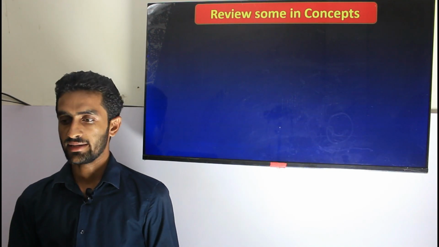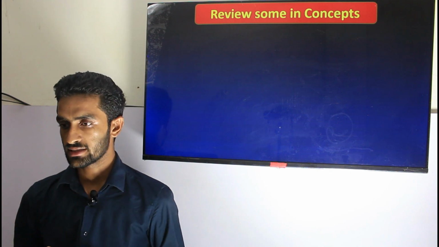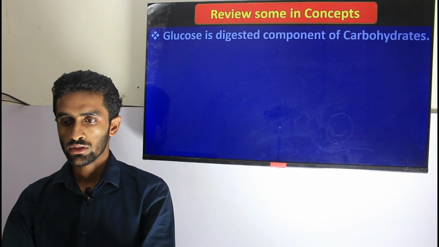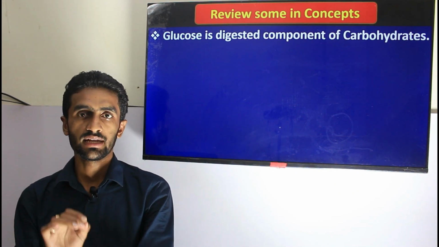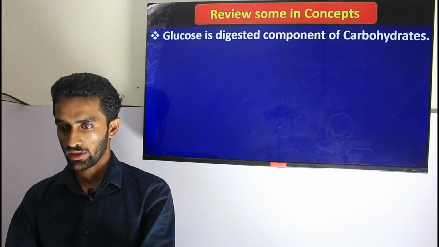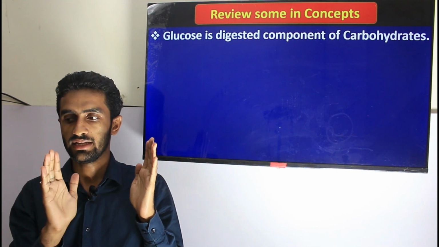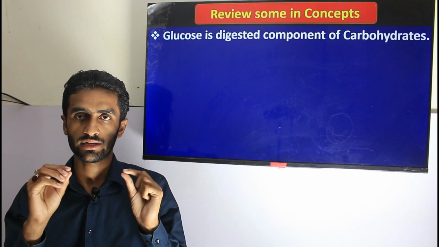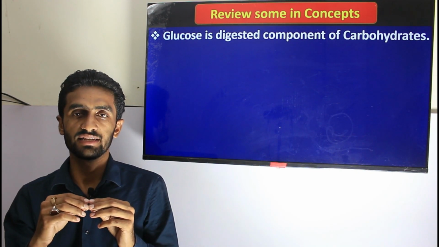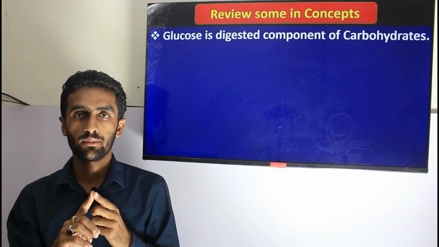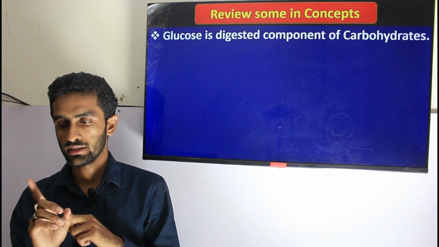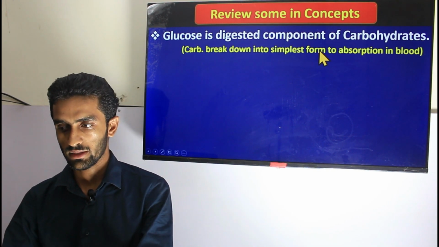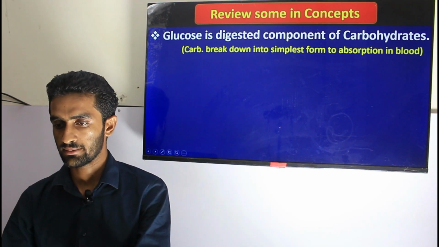Okay. So before we start the anti-diabetic drugs, review some concepts related to your carbohydrate metabolism, because diabetes is one of the problems in the carbohydrate metabolism. You know better, glucose is one of the digested components of carbohydrate. Carbohydrate is a polysaccharide and glucose is a monosaccharide. Because we take our meal in which the nutrients are present in the polysaccharide form. So in the intestine, they are digested into the monosaccharide form, because the monosaccharide form is important for the absorption across the intestinal wall. So glucose is a monosaccharide, so the carbohydrate breaks down into the simplest form for absorption in the blood. So these are some general concepts.